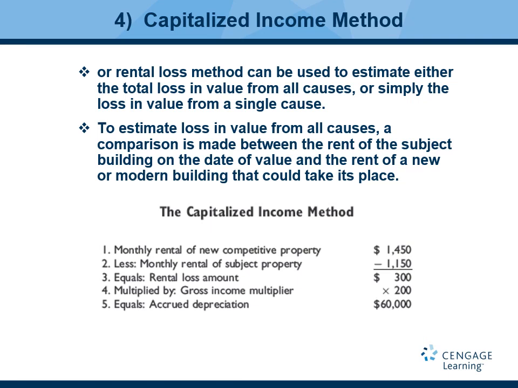The capitalized income method includes what we call the gross income multiplier. And the gross income multiplier is a typical ratio that's found between price and gross scheduled rent for similar properties. So whenever we're estimating the capitalized income method, the gross income multiplier can be really helpful.